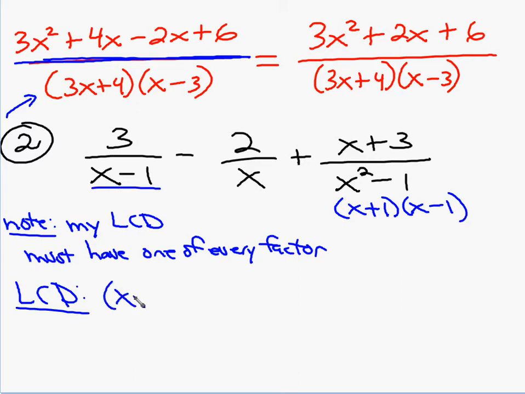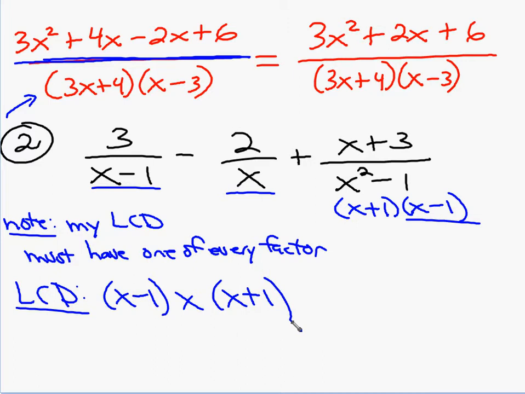There's my first factor. I have an x. There's my next factor. Now notice I said 1 of everything. The last one, doesn't it also have an x minus 1? I don't need to write it again. But what's the one thing we don't have yet? The x plus 1. So we have to have 1 of every factor in my least common denominator. All right? Once you have that identified, then it's just like the last problem.